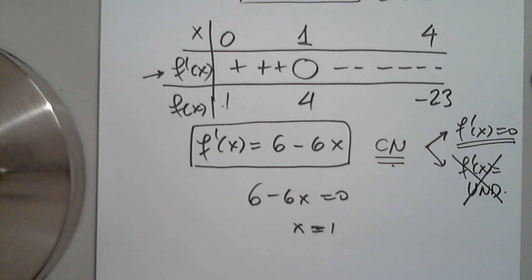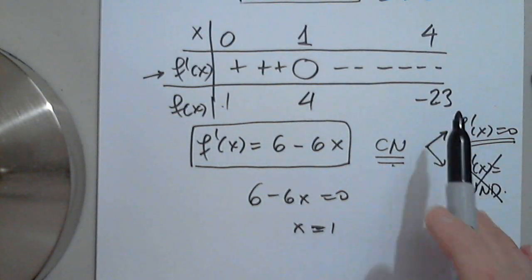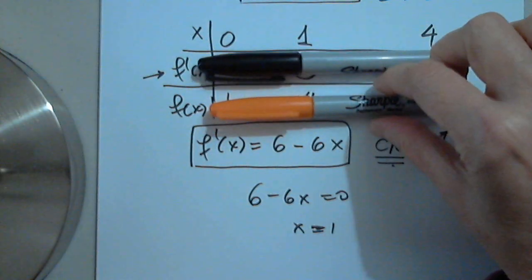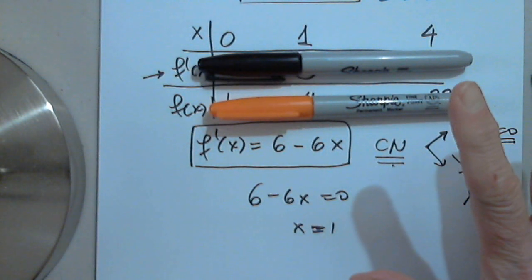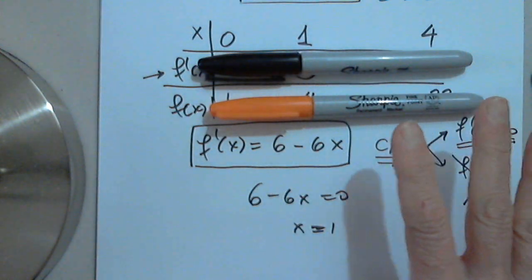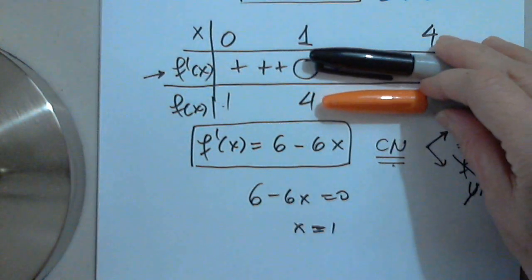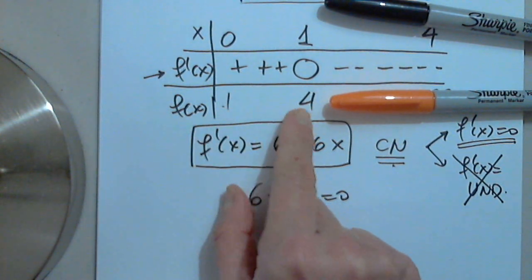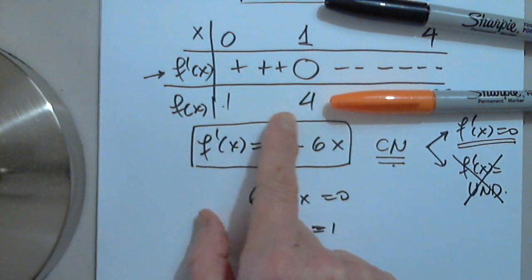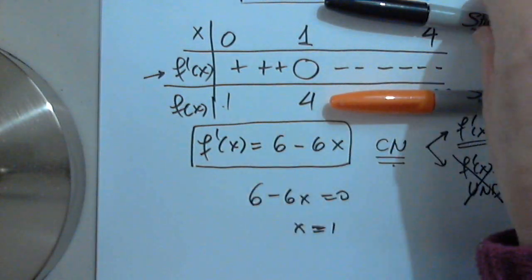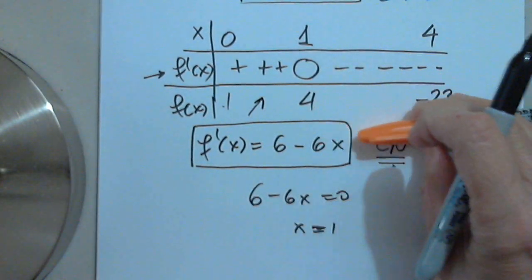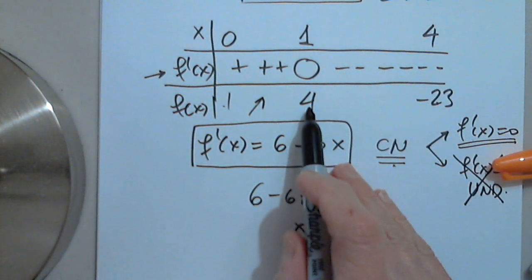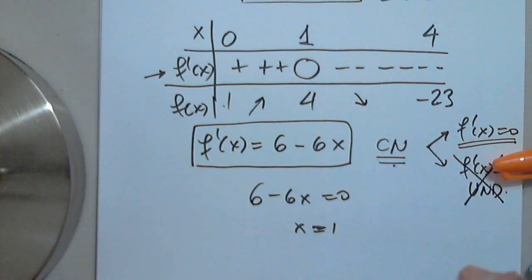I go back to my table: 1, 4, negative 23. At this point, I need to make sure that these two rows work well together. What does that mean? This is when I find discrepancies or potential mistakes. So from 0 to 1, the first derivative is positive. The function must increase. Yes, it does. When the first derivative is negative, the function has to decrease. Does it? Yes. From 4 to negative 23, it does.